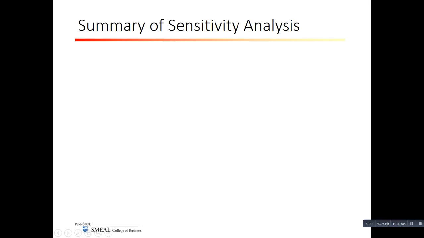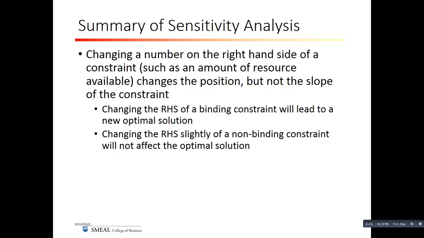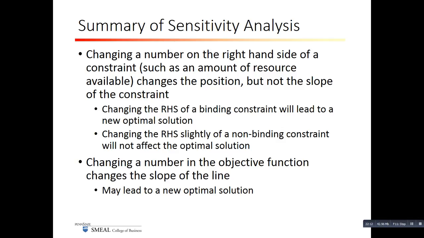So here's the summary of the sensitivity analysis. We change the number on the right-hand side, which corresponds to the amount of resource we have. We see this leads to a change of our solution. But changing the resource of a non-binding constraint would not lead to a change of the optimal solution. We'll also change the number in our objective function, which will change the slope of our objective function, which might lead to a new optimal solution.